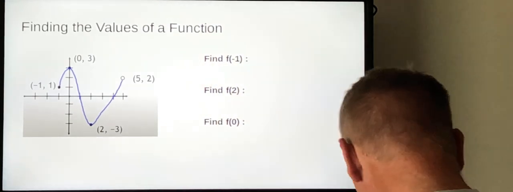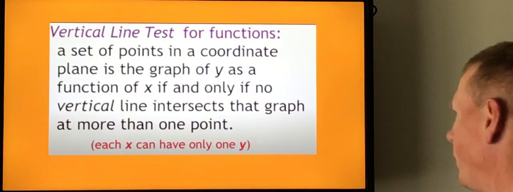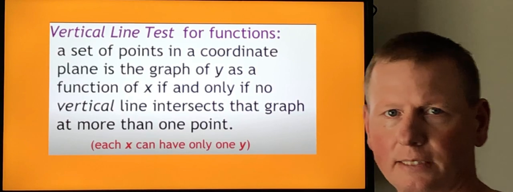Let's go ahead and move on. Okay, so let's talk a little bit about the vertical line test and what that entails.